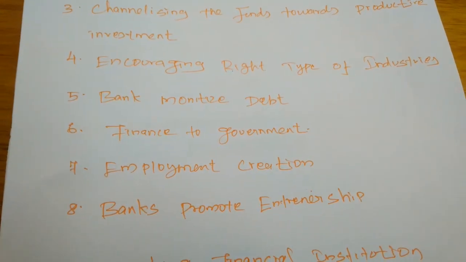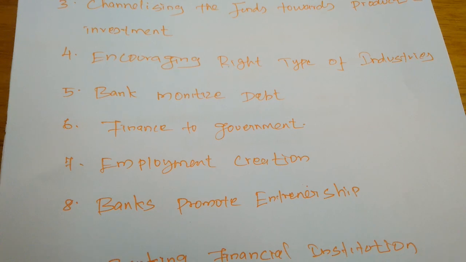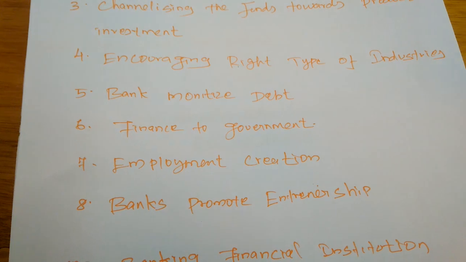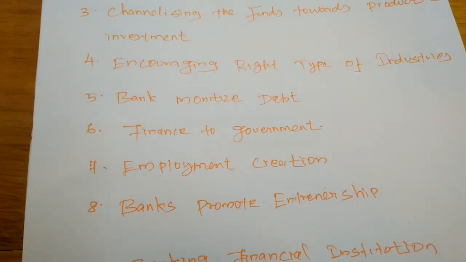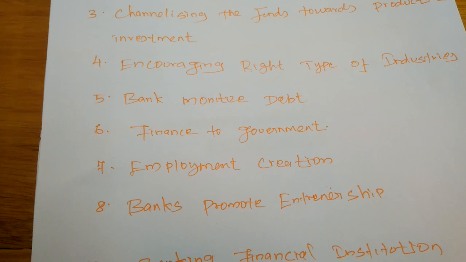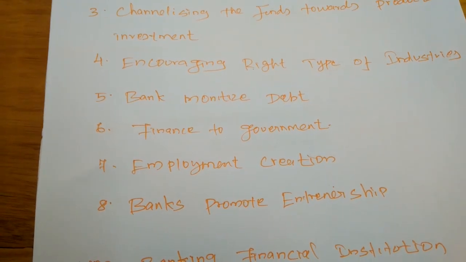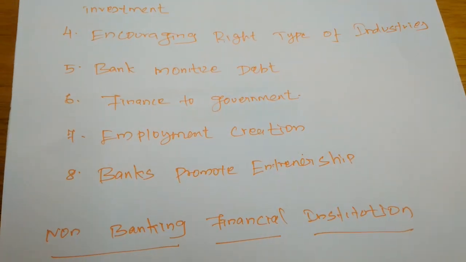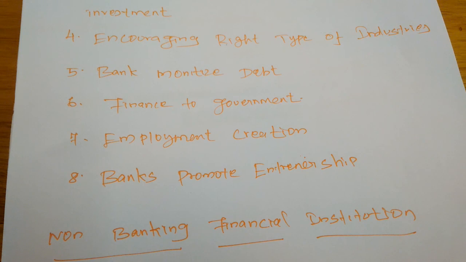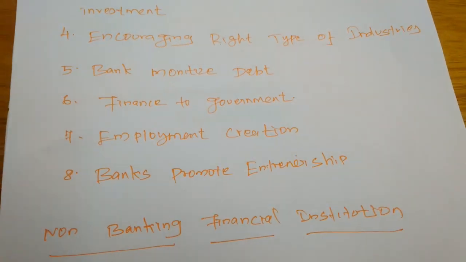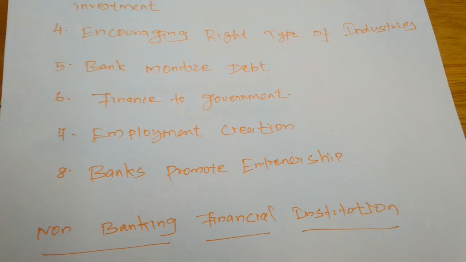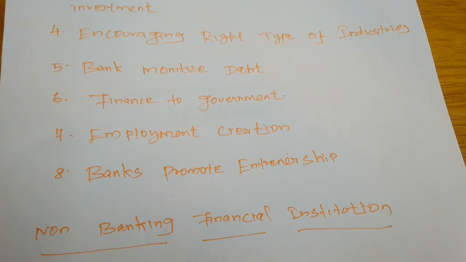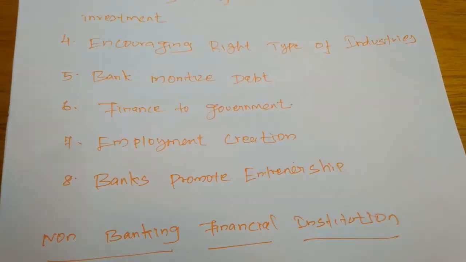Next, banks monetize debt. Banks provide or create monetized debt. So the commercial banks transform the loan receivable after a certain period into cash, which can be immediately used for business activities. Okay, normally whenever the commercial banks are asked to repay the money by the holders, it will be turned into cash and immediately the money is used for the business activities.